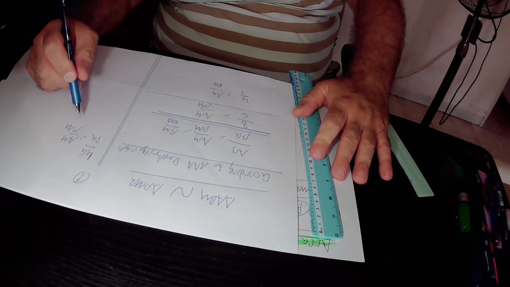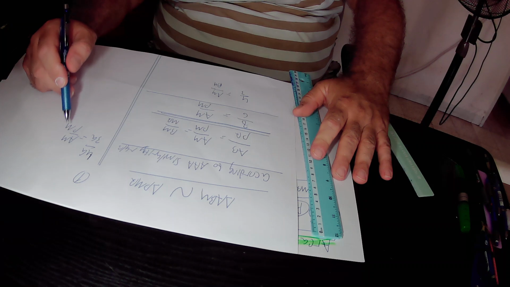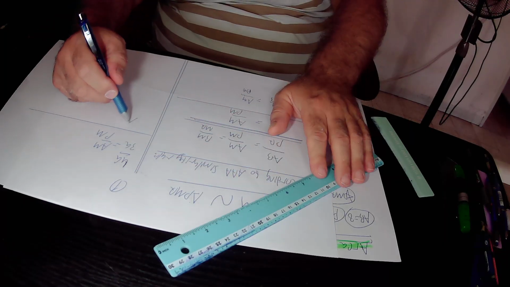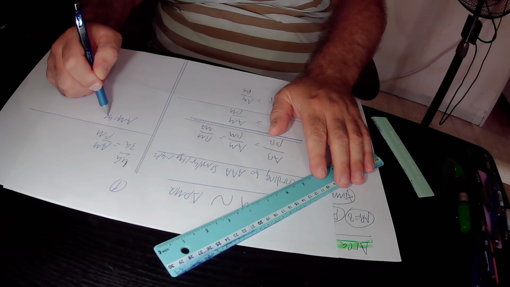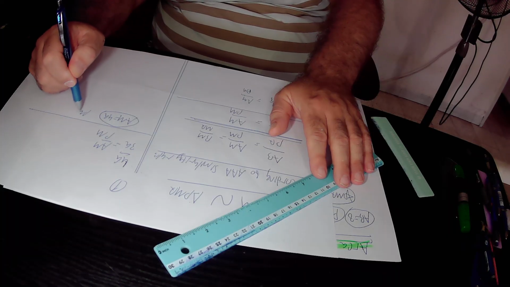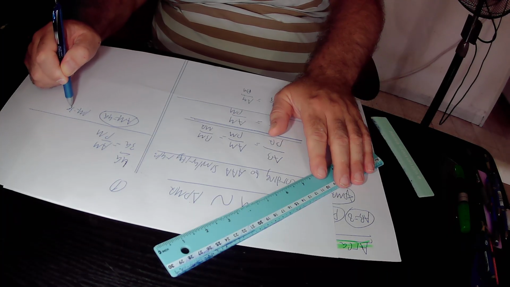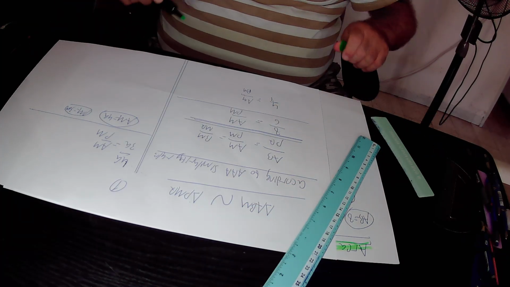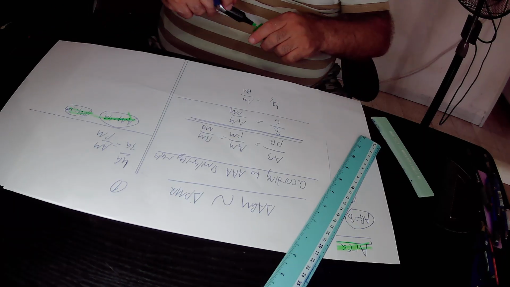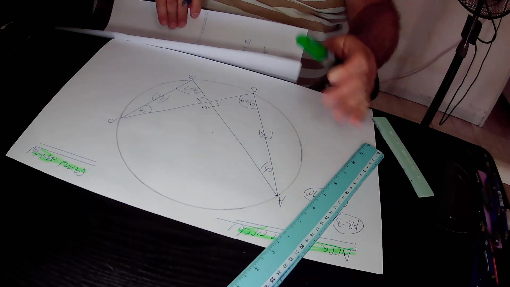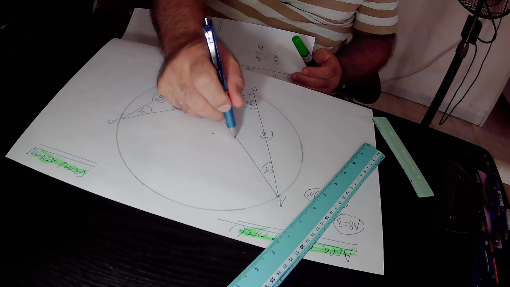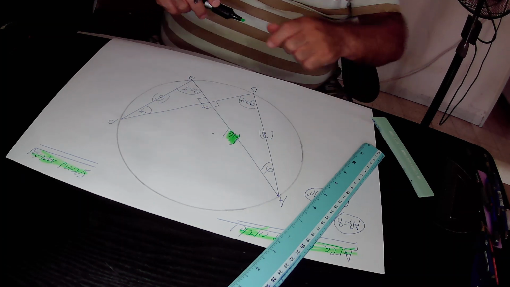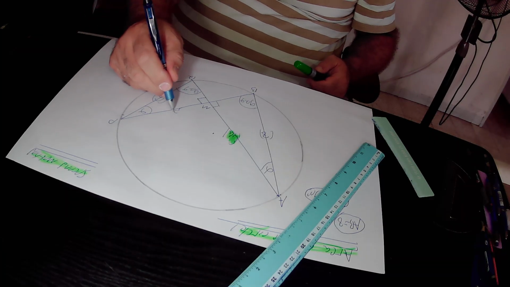What is the meaning of this equation, that 4A over 3A equals AM over PM? This equation means that if AM equals 4A, then PM must be equal to 3A. So we found out that if AM equals 4A, then PM must be equal to 3A.